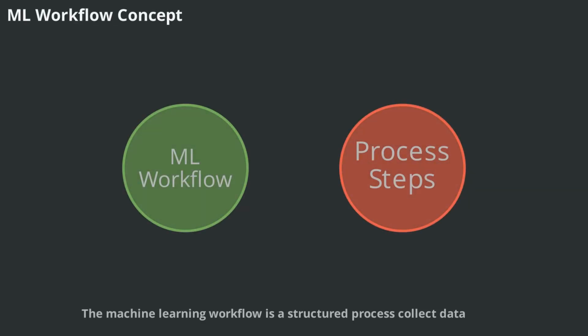Machine learning workflow is a structured process. Collect data, engineer and select features, split the data, train the model, and finally deploy it for inference. Each step is essential for building robust and effective ML solutions.